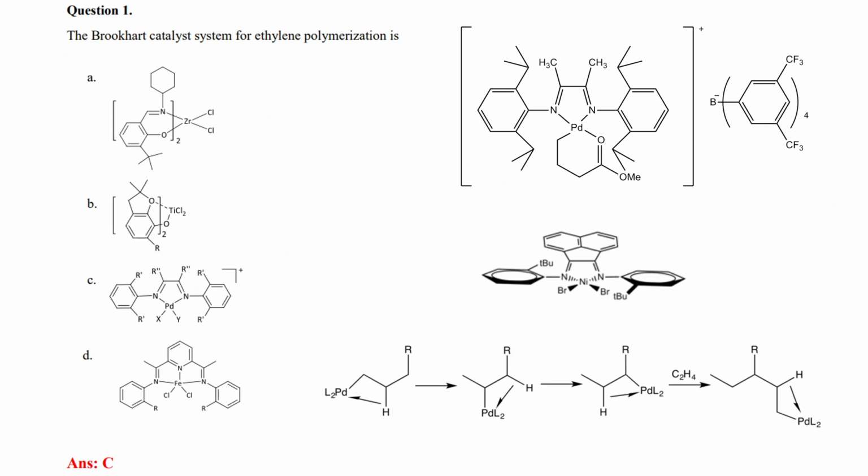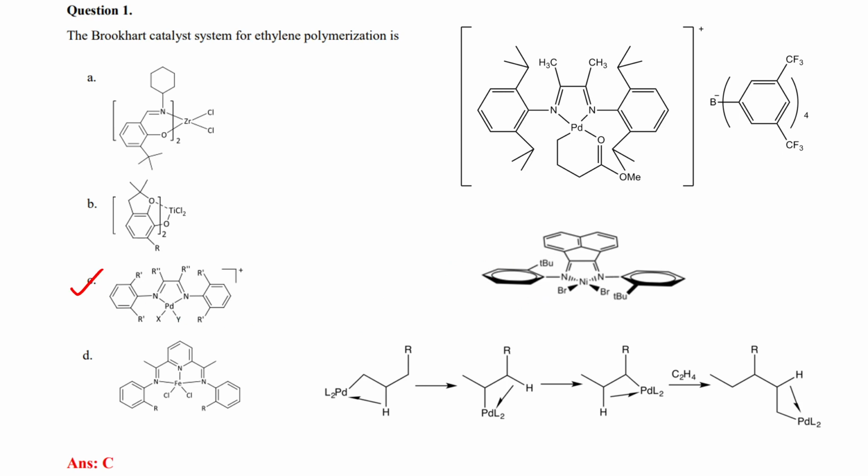Now coming to this thing. The Brookhart catalyst system, the ethylene polymerization. So they want to know this thing: the correct catalyst for Brookhart ethylene polymerization. So the right option would be this kind of system, palladium-based with nitrogen ligands. This should be your option. So palladium or nickel, this kind of catalyst.